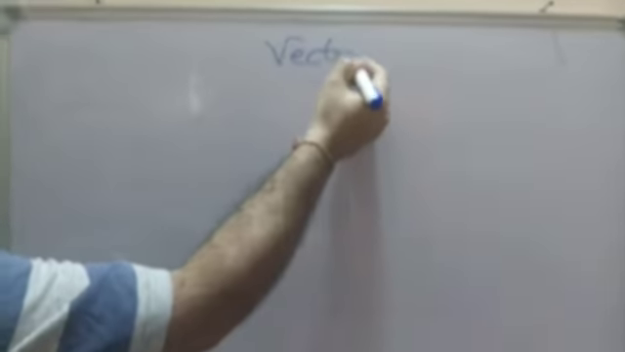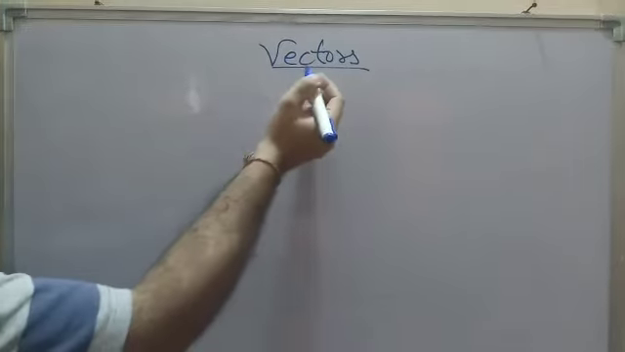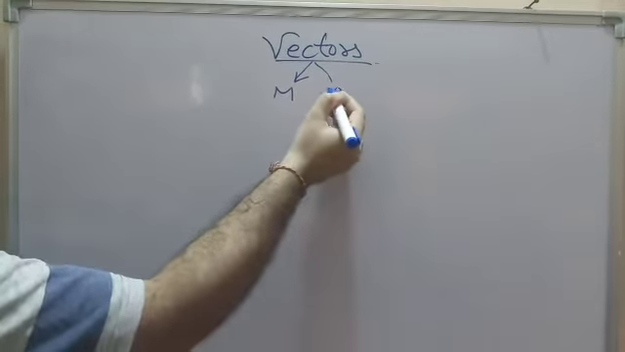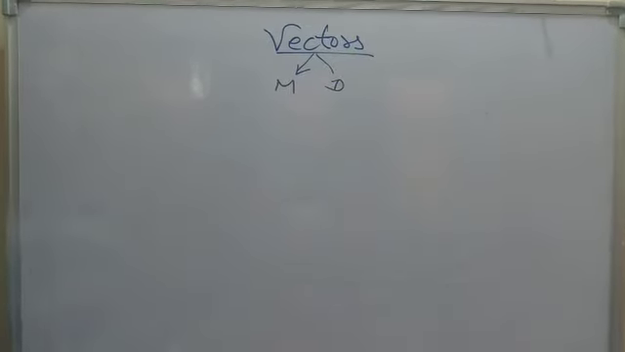Vectors. Now, what do you mean by vector? Vector means those that have the magnitude as well as direction. So that is called vector.